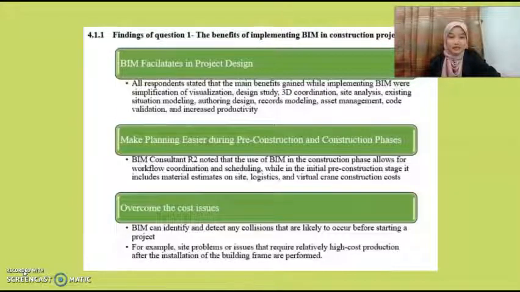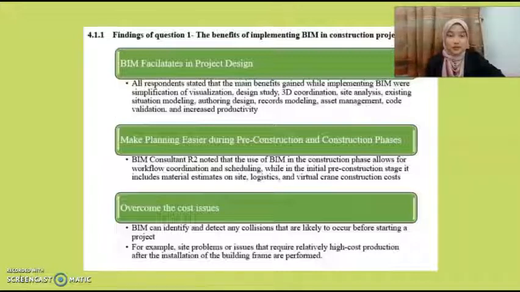According to an experienced BIM consultant, respondent 2, BIM can reduce the problem of finding a site and documentation for a project in a more orderly and correct manner. Second, it makes planning easier during the pre-construction and construction phase.